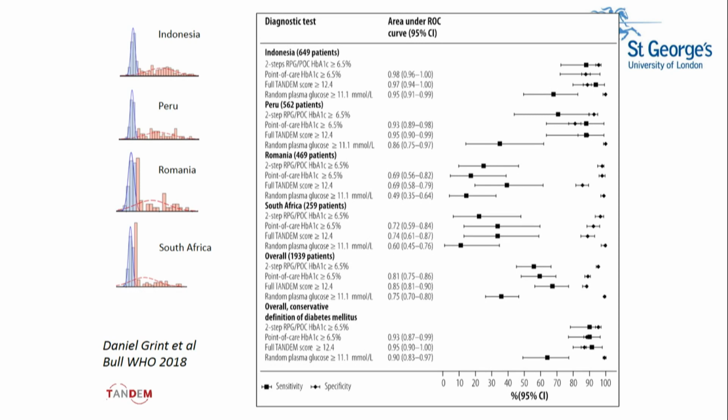This work comes from the Tandem Consortium that I was a part of. We tried to consider how easily we could diagnose diabetes in TB patients, considering that diabetes is often undiagnosed. And again, what you should see here is heterogeneity across the 4 populations. So certainly it is possible to develop screening strategies that can help detect diabetes in TB patients, but it's more difficult in some populations than in others.